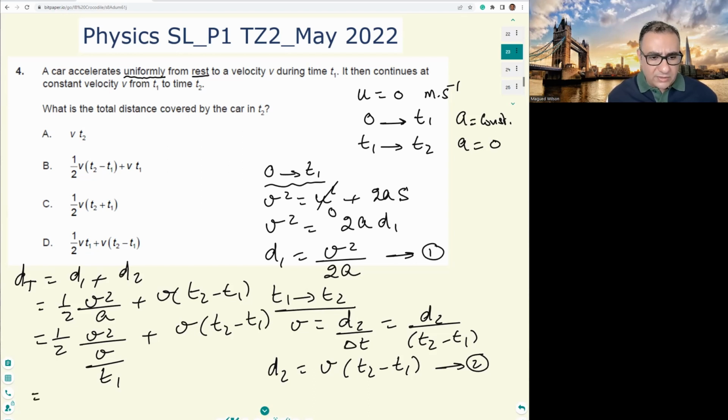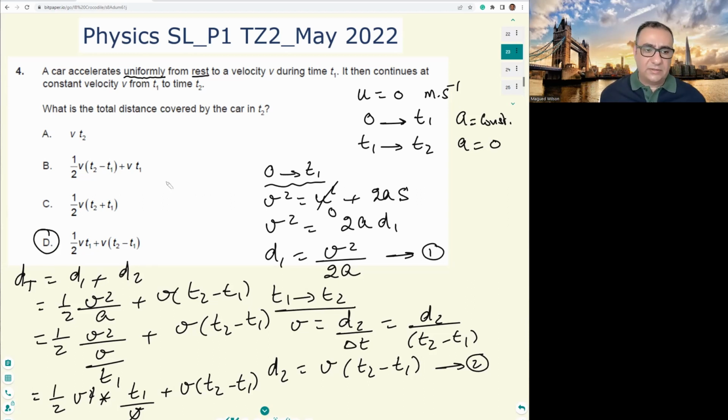Now we can just divide two fractions. Keep, change, and flip. So change to multiplication, and then flip the second fraction. So it's going to be t1 over v. Now we can cancel the square with the v down here. So you will end up with 1/2 times v t1 plus v multiplied by t2 minus t1, which is option D. So the answer is D.